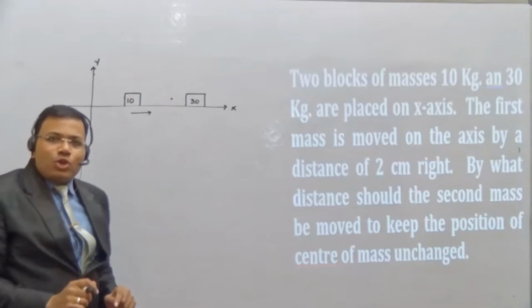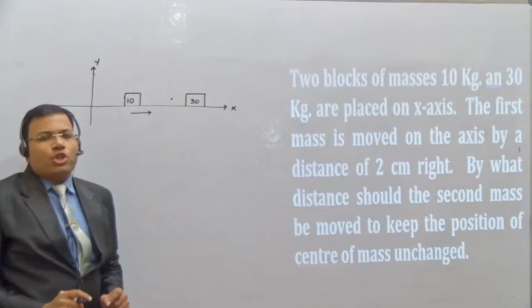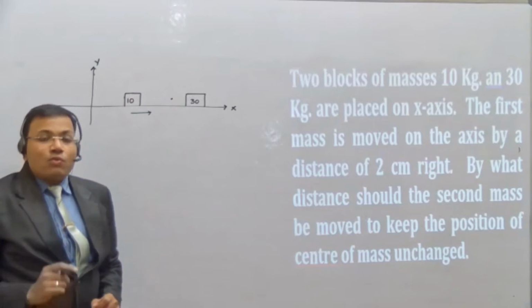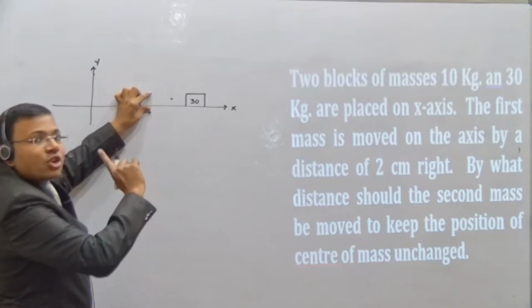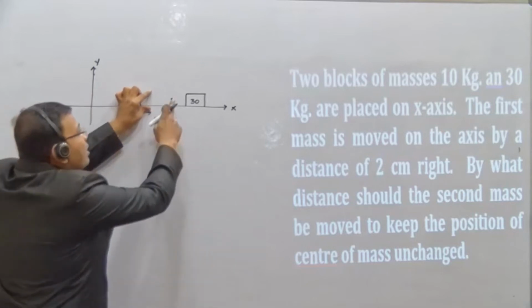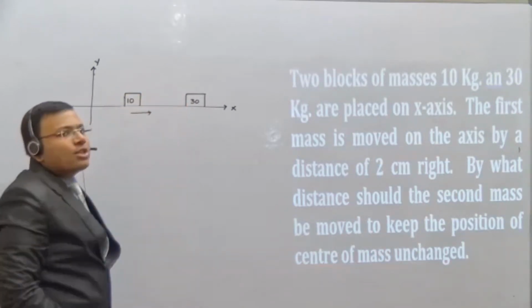But as per the question, we don't want any change in the position of the center of mass. So as soon as we move this one this way, the position of the center of mass will move this way. So what we do is, we shift this block also a little this way, so that the center of mass should not change.